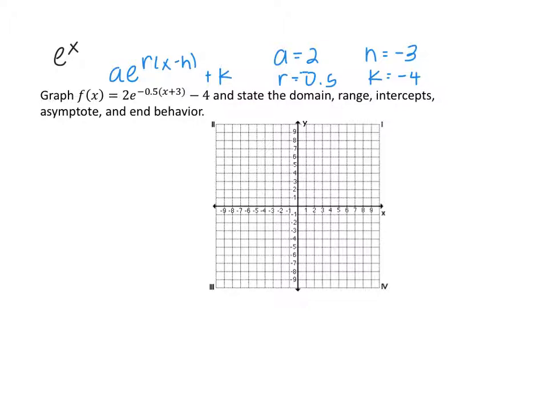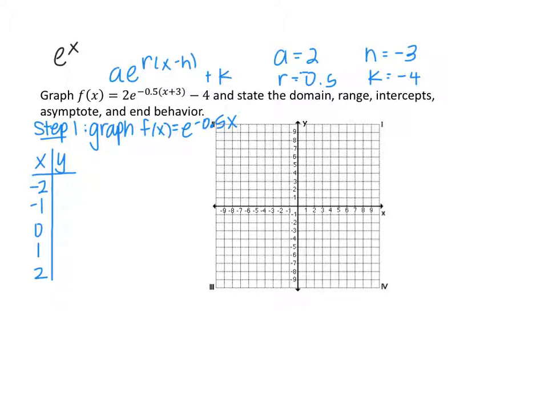Okay, so the first step for these is to graph e to the rx. Make a little table and graph e to the rx, which is e to the negative 0.5x. Okay, so I made a table. We're going to plug in negative 2, negative 1, 0, 1, and 2, just like our other exponential functions. So I'm going to start with plugging in negative 2 into e to the negative 0.5 times x. X is negative 2. And we just need to round to one decimal place. You could put that into the calculator, get about 2.7.